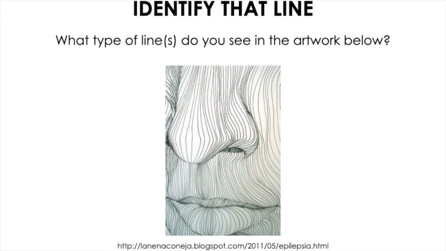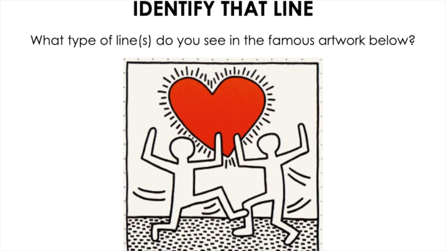What type of line do you see in this artwork? Do you see cross contour lines? Yes, because they're trying to capture the 3 dimensions of the face, the form of the face. And then finally, what do you see in this one? Hopefully you said contour. Yes, we're just simply describing the shape, drawing the outline of the figures there.